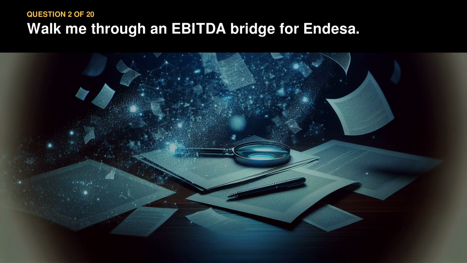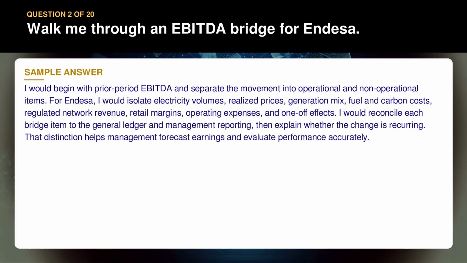Question 2. Walk me through an EBITDA bridge for Endesa. I would begin with prior period EBITDA and separate the movement into operational and non-operational items. For Endesa, I would isolate electricity volumes, realized prices, generation mix, fuel and carbon costs, regulated network revenue, retail margins, operating expenses, and one-off effects. I would reconcile each bridge item to the general ledger and management reporting, then explain whether the change is recurring. That distinction helps management forecast earnings and evaluate performance accurately.